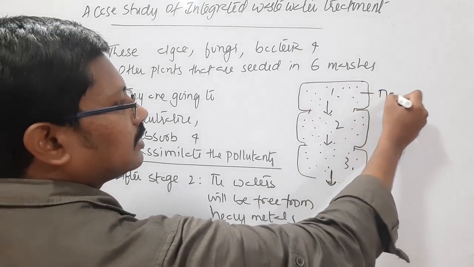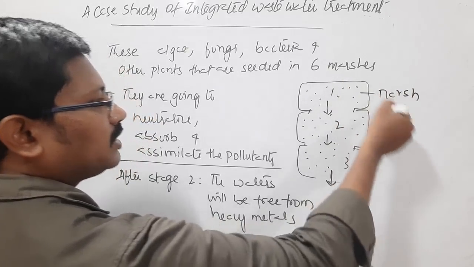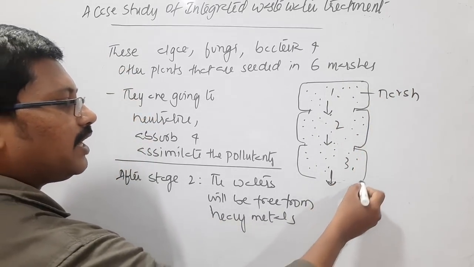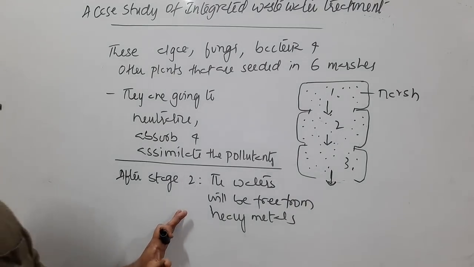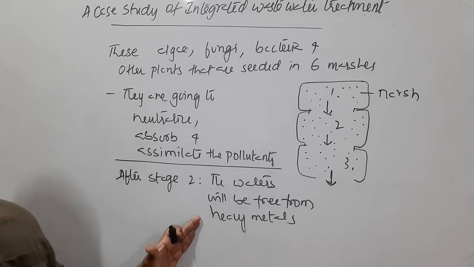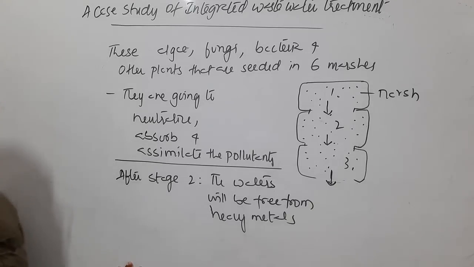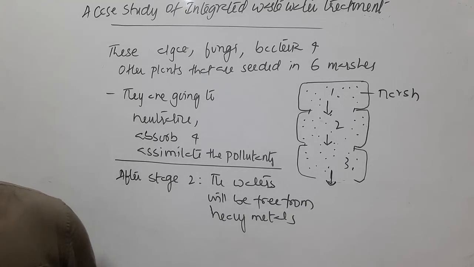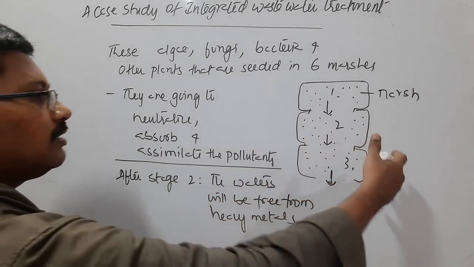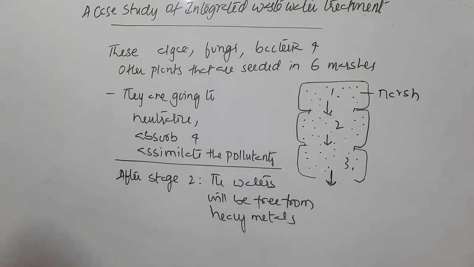So this is a marsh, this is one, second, third, and finally after passing through those marshes, the water will be almost completely clean and free from these heavy metals. Now these marshes not only will be cleaning the waters, they also have a sanctuary, because the marshes are very good locations with water.